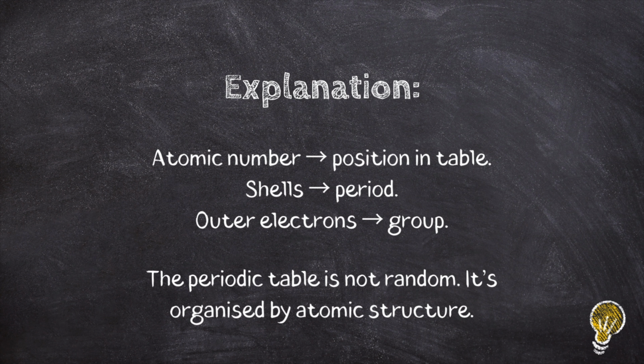Here's how it all fits together. The atomic number tells you where the elements sit. The number of electron shells tells you the period. The number of electrons in the outer shell tells you the group. That's why elements in the same group behave similarly. They have the same number of outer electrons, so the periodic table isn't just a chart, it's a map of atomic structure. Once you see that, the whole thing makes sense.